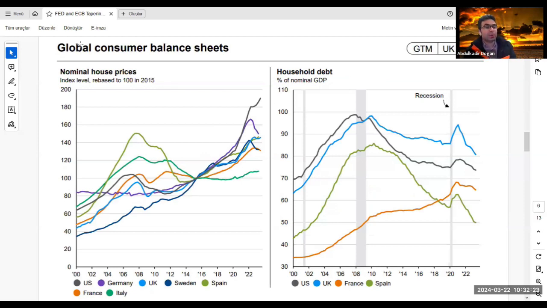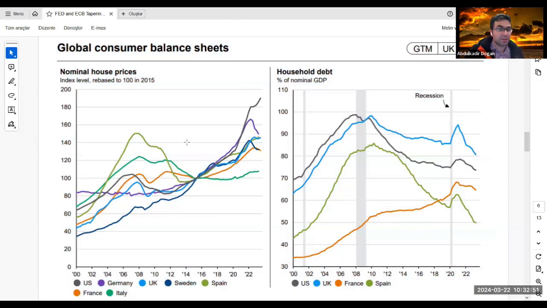When we look at the global consumer balance sheet here, on the left-hand side, we have countries. Please look at the countries here. I will not go into details of all those: the US, Germany, UK, Sweden, Spain, France, and Italy. And you see the color in the graph. You can differentiate those countries according to those colors in the graphs as well.